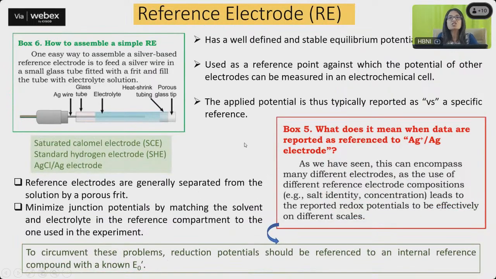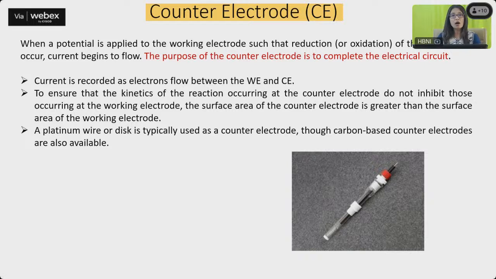Then you have something which is known as the reference electrode. Whatever you are measuring has to be referenced to some electrode, and the reference electrode is used for that purpose. So this is used as a reference point against which the potential of the working electrode can be measured in an electrochemical cell, and the applied potential is thus typically reported versus a specific reference. So you can have these different kinds of reference electrodes, and then what you have is the counter electrode.